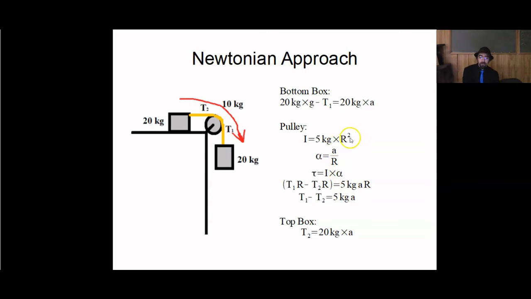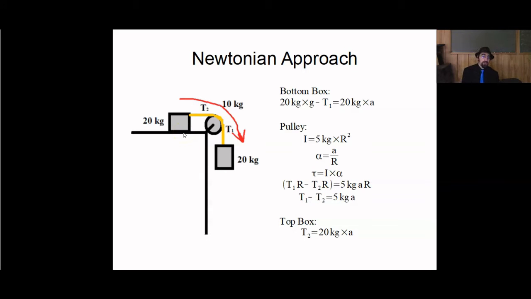5 kilograms times r squared times alpha, a over r. The r squared over r cancels. You get T1 r minus T2 r equals 5 kilograms a r. Divide through by r. I said that the r would just disappear from the algebra. There it goes. Goodbye. We get T1 minus T2 equals 5 kilograms times a. So we've got a second equation. We still can't solve for anything in particular because we've got two equations in our three unknowns of T1, T2, and a.